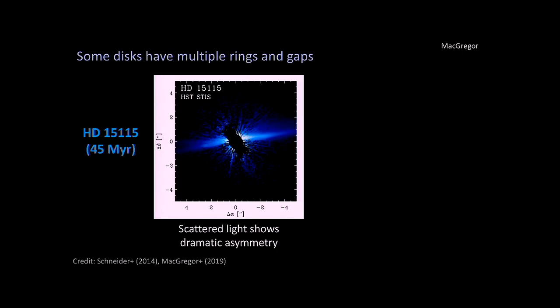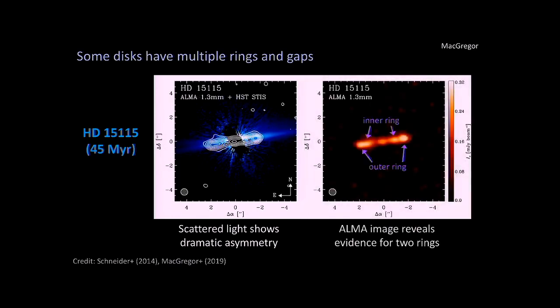So in order to try and figure out what was going on, we did the same thing and imaged this with ALMA. Now what I'm showing is the ALMA image on its own on the right and its contours overlaid on the left. What was particularly surprising is that the ALMA image does not look a whole lot like the scattered light image. We see no evidence for that asymmetry between the two sides of the disk. Instead, we interpret this as being due to 2 rings of emission, where we have the star and then an inner ring of dust, a gap, and an outer ring of dust.